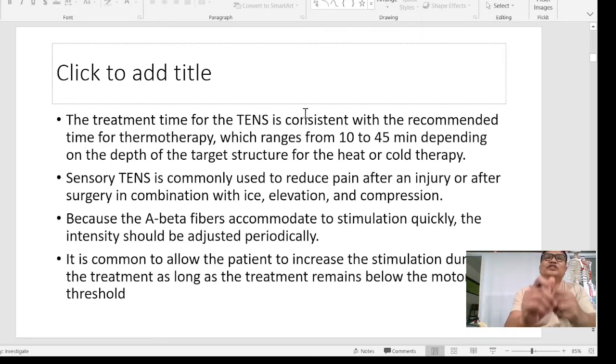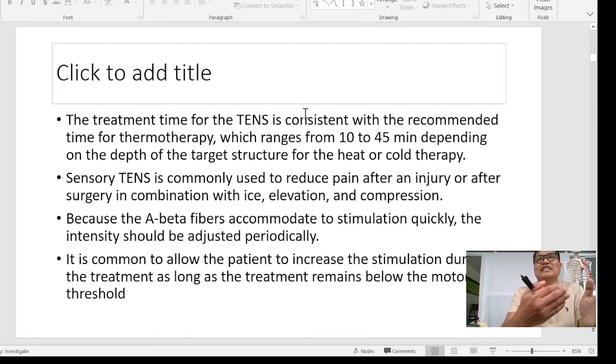Okay, so to continue, the TENS is usually combined in rehab together with rest, ice, compression and elevation. So gina-combo na siya, mag-apply. To avoid accommodation, since the A beta sensory fibers accommodate rapidly, from time to time you need to either increase or decrease the intensity.